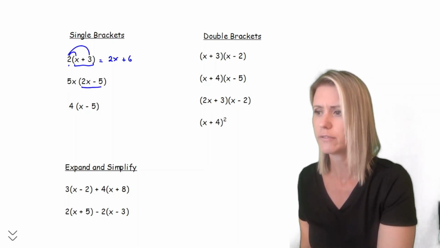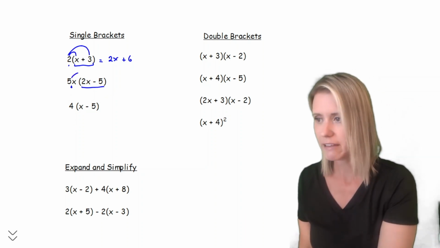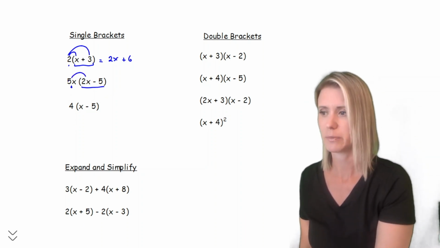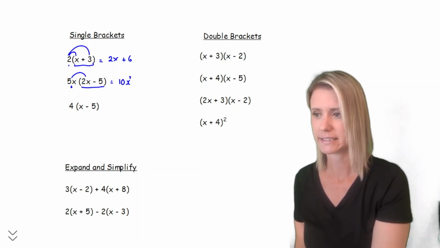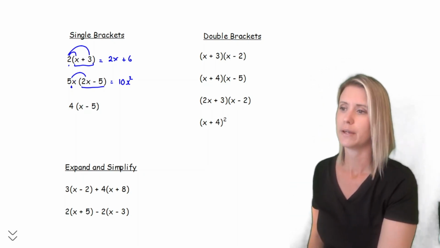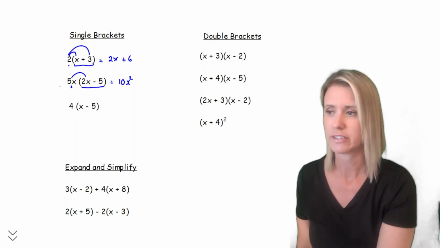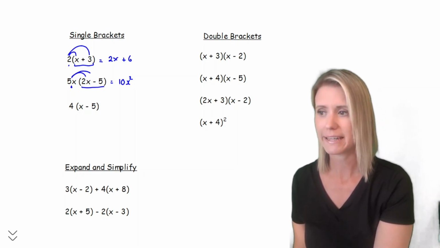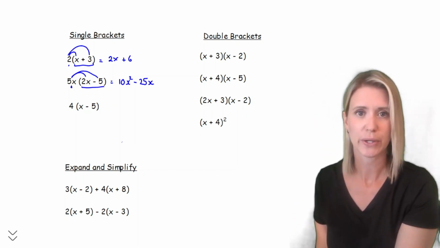On to another this time. So the whole of 2x minus 5 is being multiplied by 5x. 5x multiplied by 2x, we're doing the 5 times 2 first, which is 10. And then x multiplied by x gives us x squared. So 5x times 2x is 10x squared. And then we're doing 5x multiplied by negative 5. So 5 multiplied by negative 5 is negative 25. And then we have the x there too, okay?